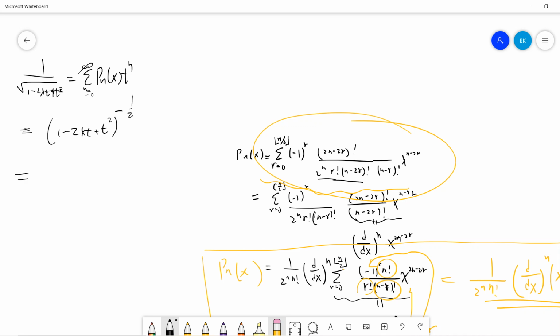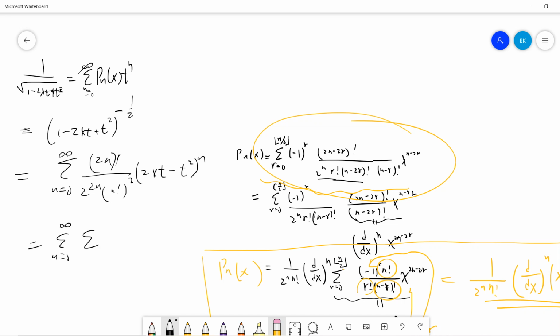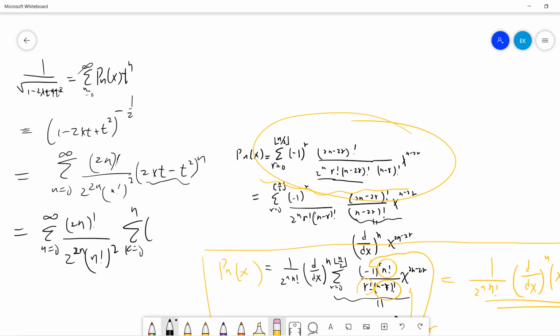We use the binomial expansion for the fractional power. So we get this: (2n) factorial over 2^(2n) (n factorial) squared, times (2xt minus t squared) to the power n. Then we keep using the binomial expansion again, so we get the sum over k of minus 1 to the k, n factorial over k factorial (n minus k) factorial, and then (2x)^(n minus k) t^k.